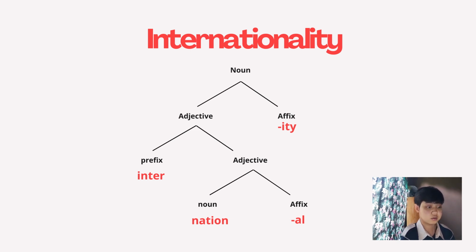So here the root is nation, and you give an affix al and it becomes the adjective national, and you give the prefix inter and it becomes international, and it is an adjective. And in the end, you can add the affix ity, and it becomes internationality as a noun.